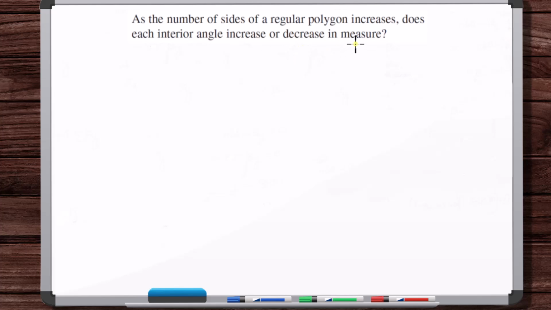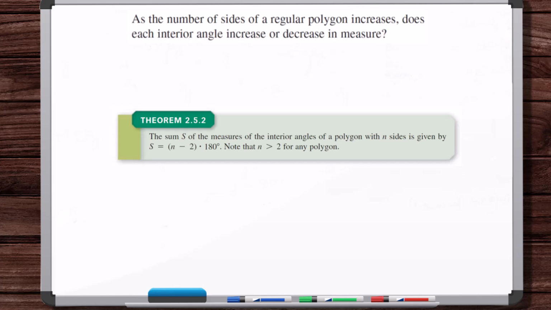decrease in measure? So we talked about a theorem that tells us the sum of the measures of the interior angles of any polygon, convex or concave, based on the number of sides of that polygon. Now, if you have a regular polygon, then we know that means that all the interior angles have the same measure. And since the number of interior angles of a polygon is the same as the number of sides, then to get the measure of each interior angle of a regular polygon, we can just divide this formula here by n.